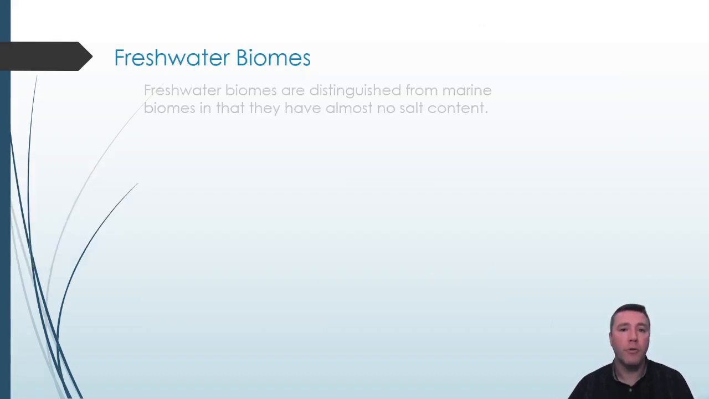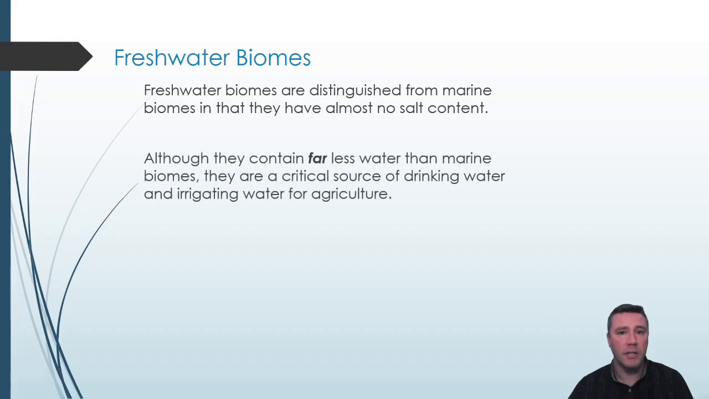Aquatic biomes are first classified based on whether or not they are freshwater or saltwater. Freshwater biomes are distinguished from marine biomes because they have very little or no salt content. Freshwater biomes make up a tiny fraction of all water on Earth. In spite of this, they are a critical source of drinking water and water used for growing crops in agriculture.